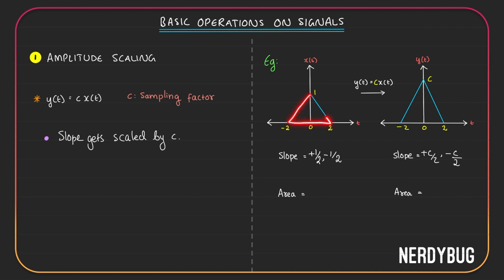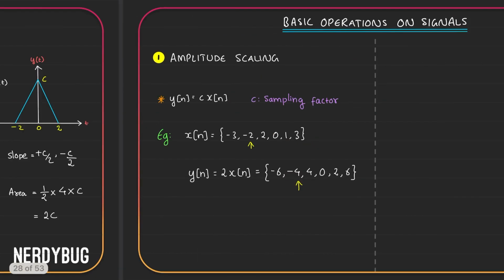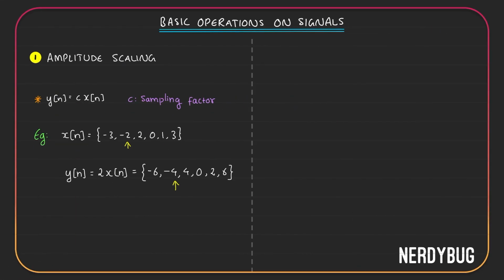Now we will see the area. So area of this triangle is going to be half multiplied by the base, that is 4, into height is 1, and this is 2 units. In the new triangle, it will be half, base is still 4, but the height is now c. So we get 2c. Again, we can see the area has also been scaled by c. Let's write it down. Area gets scaled by c. Now let's do the same thing for a discrete time signal.